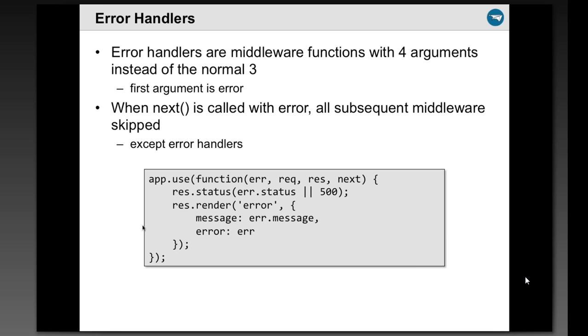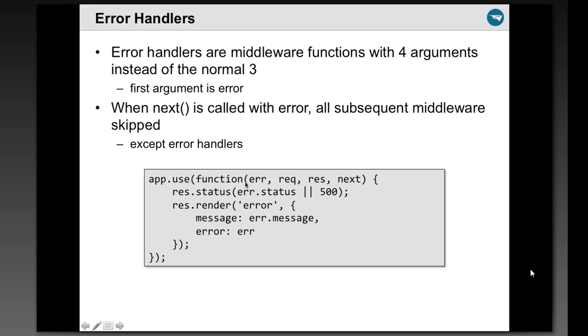There's one special kind of middleware, which are error handlers. Error handlers are middleware that have 4 arguments. You can see req, res, and next, but the first one is err. These names aren't important; you can call these whatever you want. But if you have 4, then you're an error handler middleware.